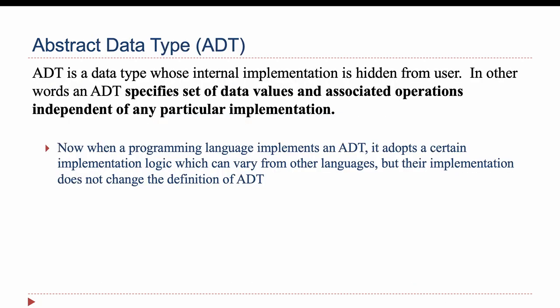In this slide, we will explore more about ADT and how it can be implemented in various programming languages. So an ADT is a data type that defines a set of data values and associated operations independent of any particular implementation. This means that an ADT specifies what a data type should do rather than how it should be implemented. For example, let's consider a stack ADT. It specifies the expected behavior of a stack such as push, pop, and peek, but it does not specify how these behaviors should be implemented.